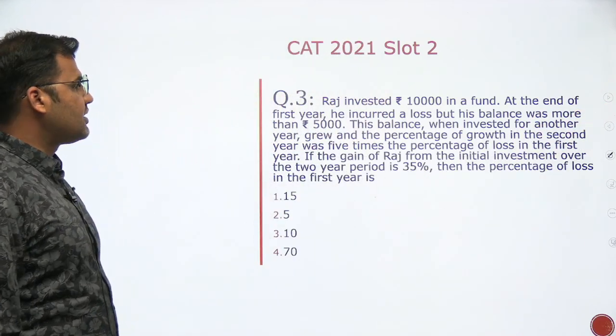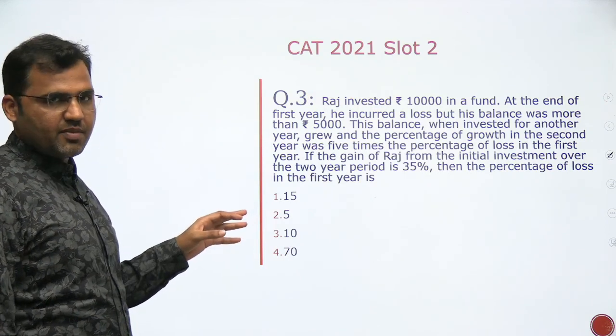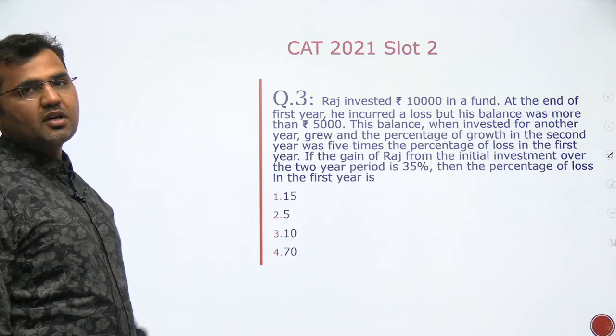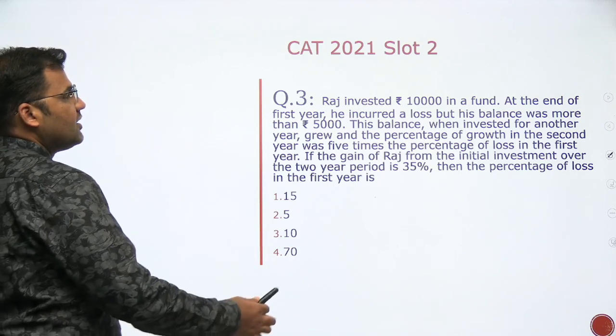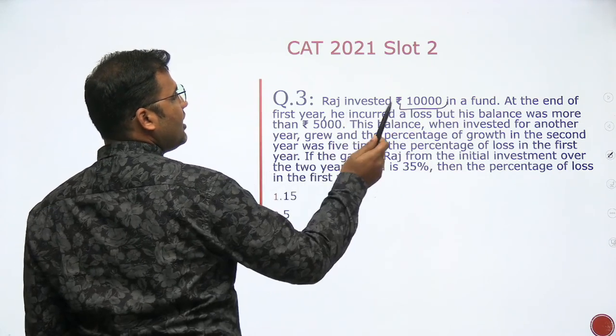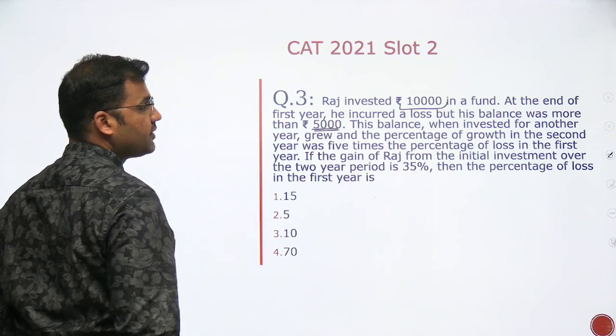Here's the next question, guys. Easiest one, right? It basically looks like a question of simple interest or compound interest, but actually this is based on the concept of percentage. See this: Raj invested 10,000 rupees in a fund. At the end of the year, he incurred a loss, but his balance was more than rupees 5,000.